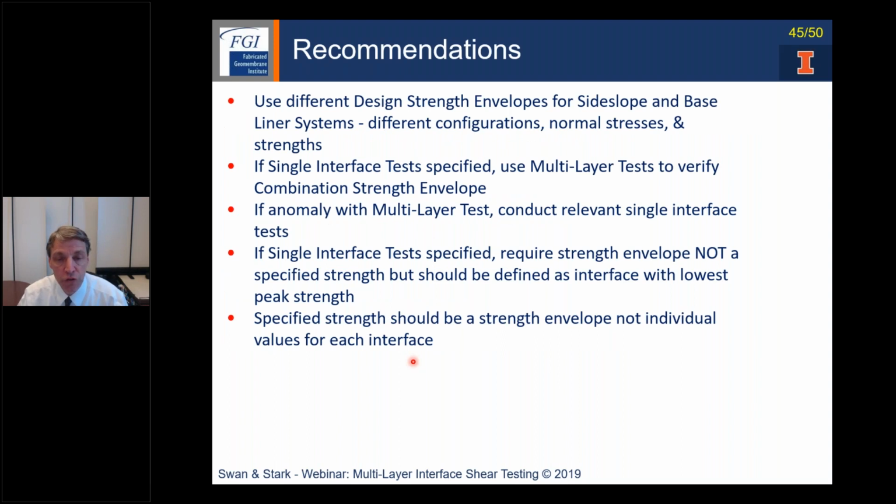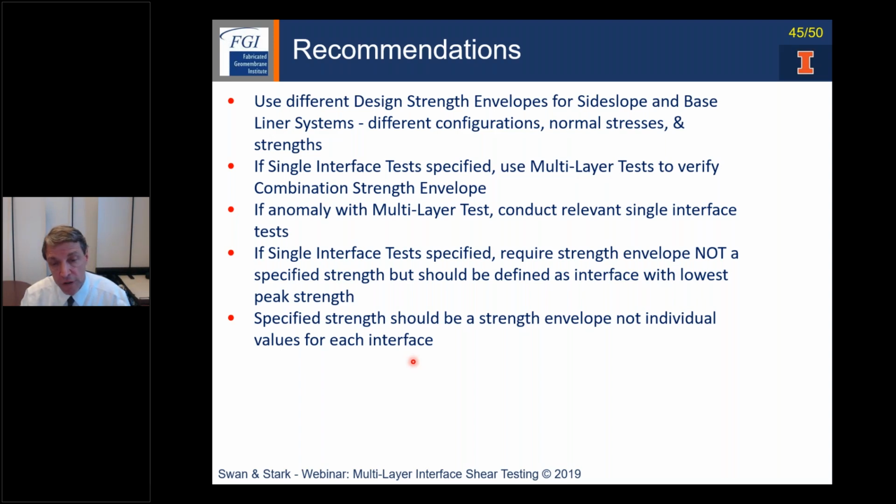So recommendations: use a different strength envelope for the side slope and base of liner systems. There are different configurations, normal stresses and strengths, and geosynthetics involved, so there should be a different strength envelope for the base and side slope. Don't necessarily use the same strength envelope for both.